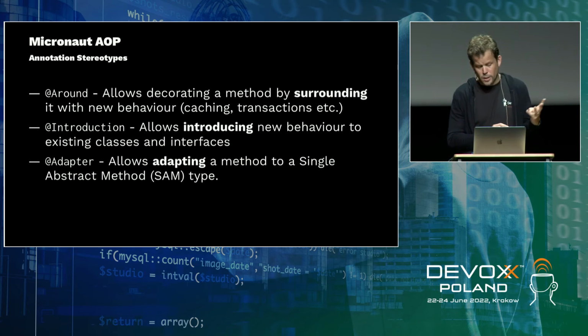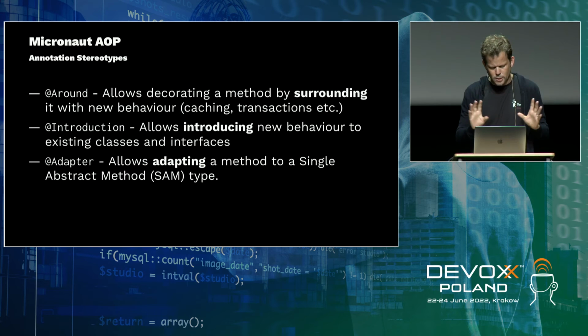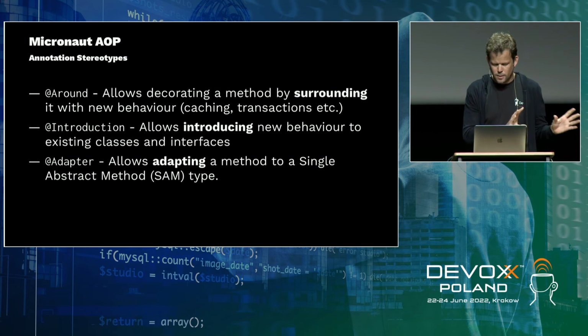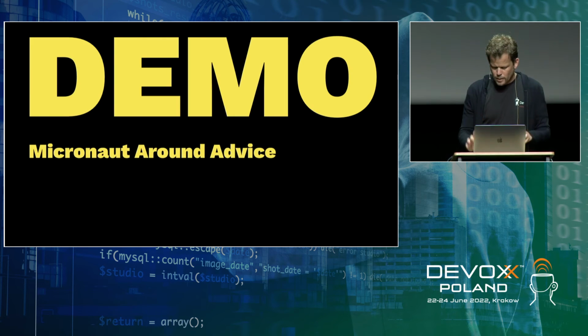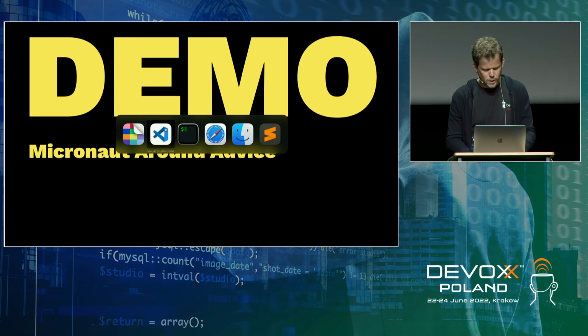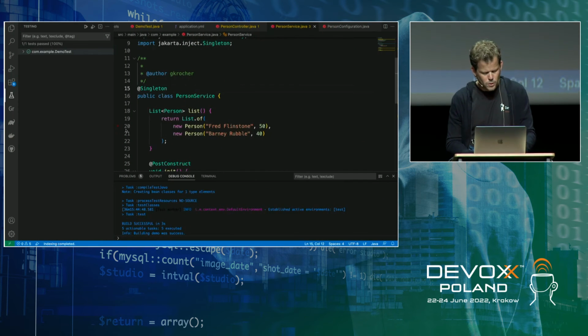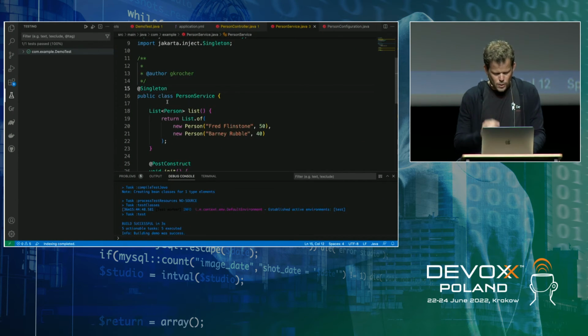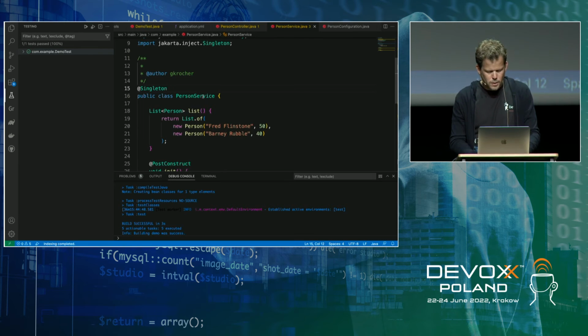So those are the two. There is a third one, which I won't talk about here, which is adapting an existing method into another interface. But those are the two. So I'm going to do a quick demo of around advice. Basically, say I wanted to add, I don't know, logging around this method.